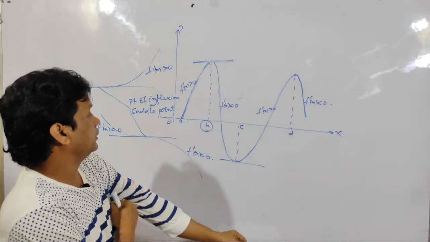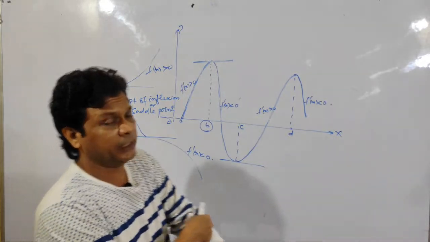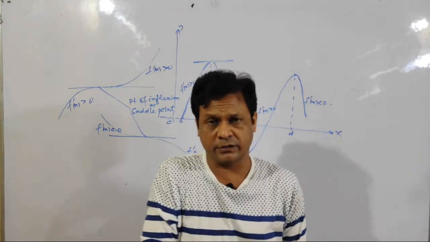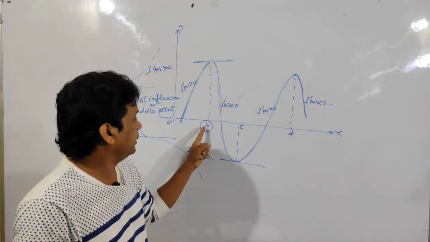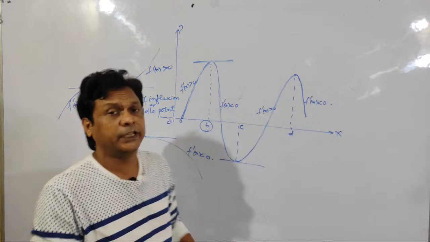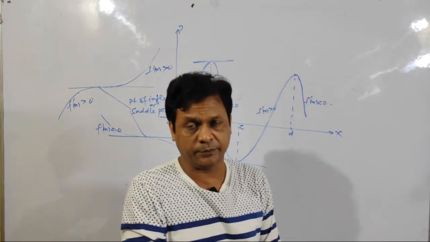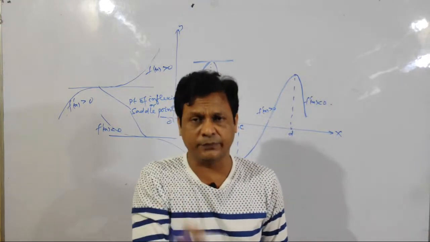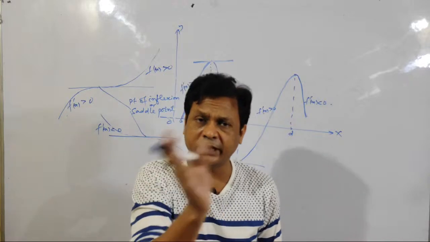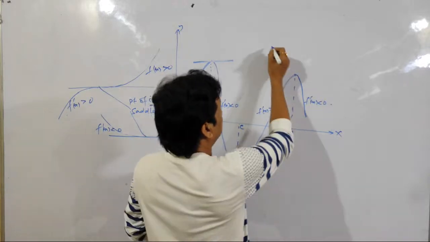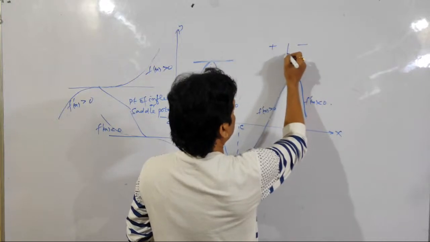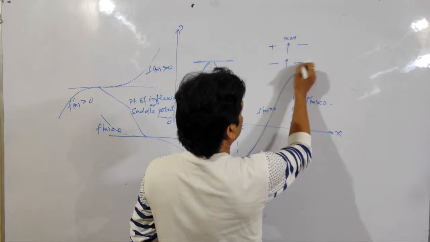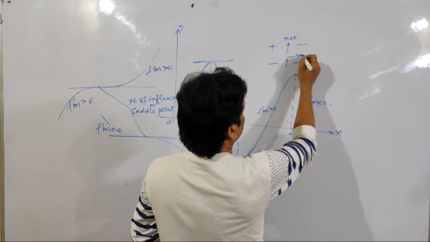So there are 3 points where the tangent is parallel to the x-axis: point of maxima, point of minima, and point of inflection. But how to get the point of maxima? If the sign of the derivative changes from positive to negative, the point while passing through which, see here x is equal to b, then that point is called point of maxima. And while passing through x is equal to alpha, if the sign of the derivative changes from negative to positive, positive to negative, then at this point you will get maxima. Then negative to positive, you will get minima.